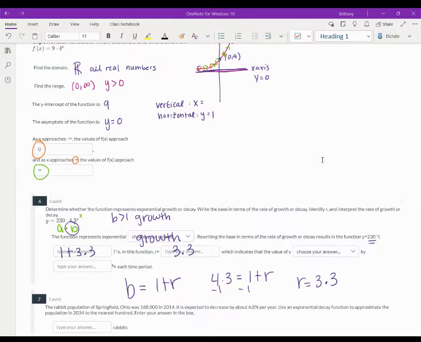Which indicates the value of y. I don't know what the drop down options for y are. Oh, that it increases by how many percent? Remember, this is the rate as a decimal, so multiply it by 100 for the percent, and you get 330%.